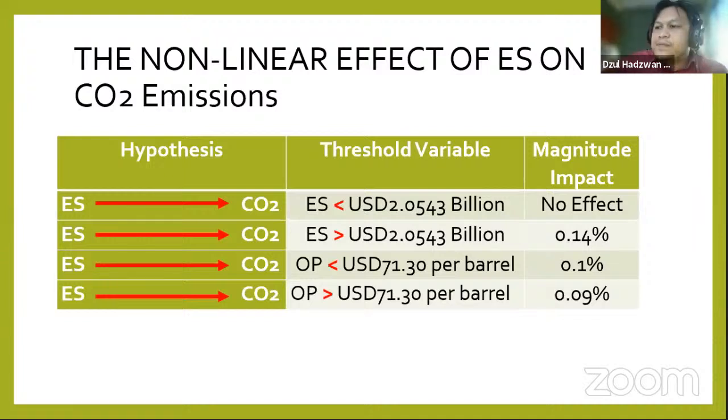Okay, now we go to discuss the empirical result. Our findings discover the behavior of energy subsidies in influencing CO2 emission with respect to its interaction with certain values of energy subsidies and oil price. When we employ energy subsidies as our threshold variable, we found that energy subsidies are expected not to have any impact on CO2 emission when the value of energy subsidy is below USD 2.0546 billion. However, it is a significant cause of CO2 emission when the value of energy subsidies is higher than 2.0543 billion.